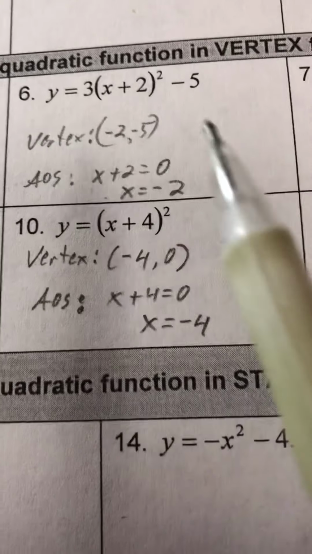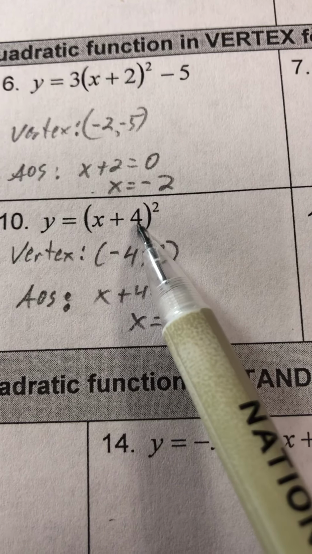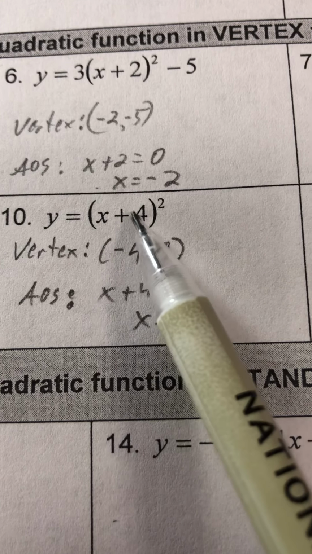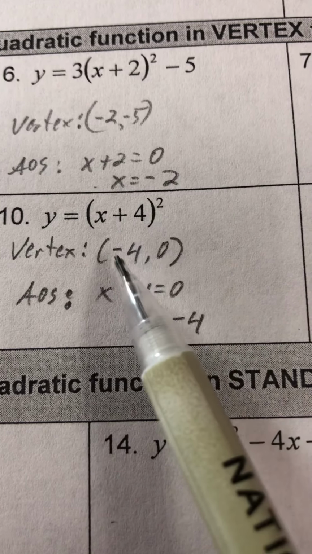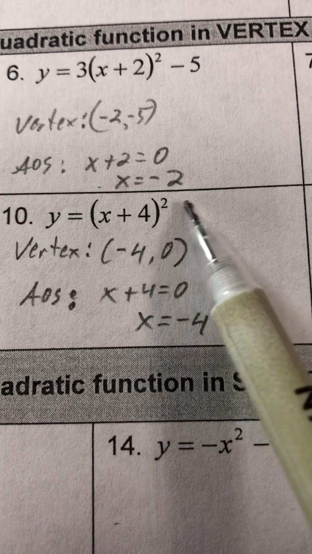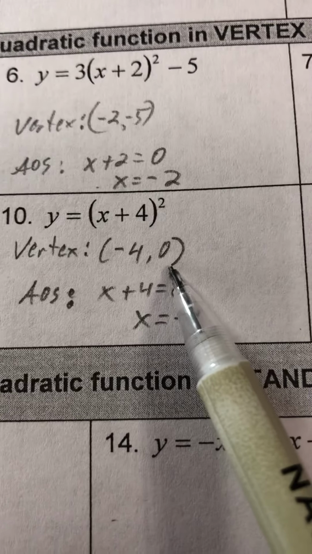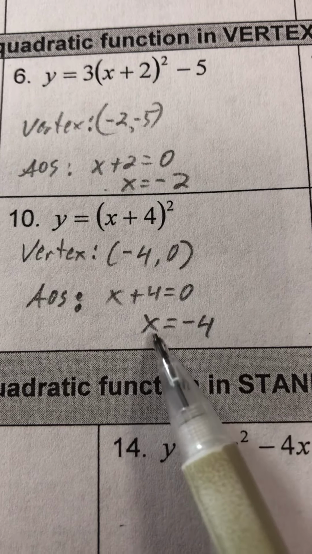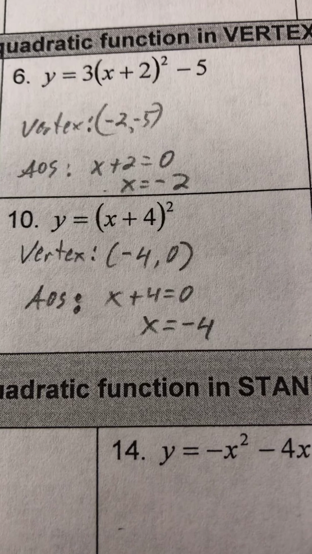Number 10, here is my h value, and once again, 2 negatives. It has to be a negative to make a positive, plus 4. So it's going to be a negative 4 for my h value. My k, there's nothing back here, so that's 0. And then I just set this to 0, x plus 4 equals 0, and that gives you negative 4 for the axis of symmetry.